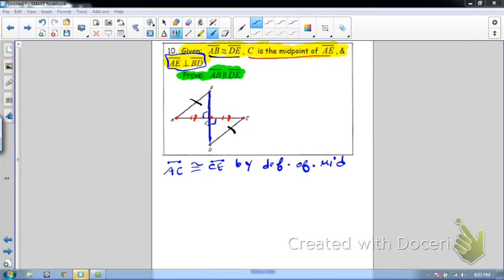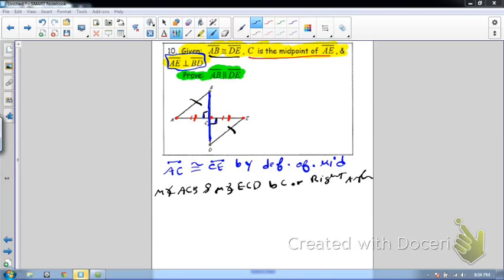Then I can also say the following, that the measurement of angle ACB is, well, it's not ACB, I should say the measurement of angle ECD. They are basically going to be vertical angles, right? How do you know that? Because look, here's 90 degrees right here, and here's also 90 degrees because of the perpendicular, right angles, we can say that.